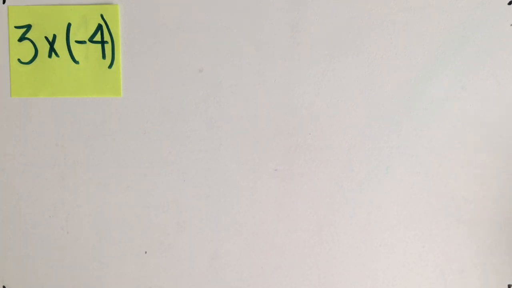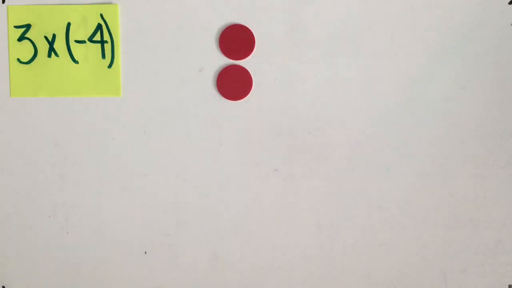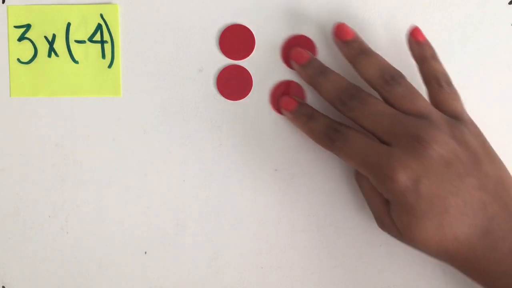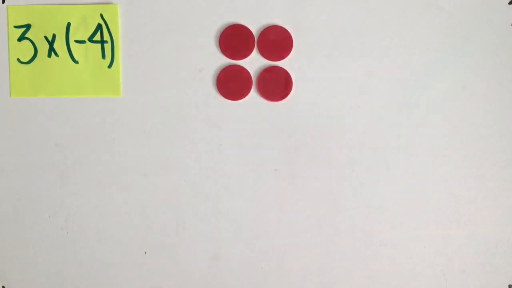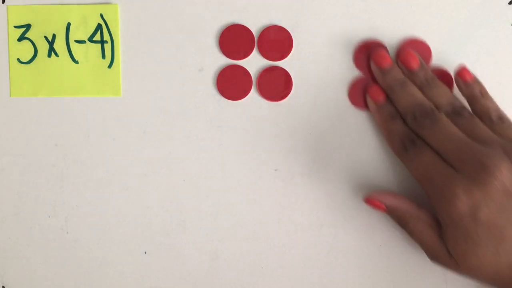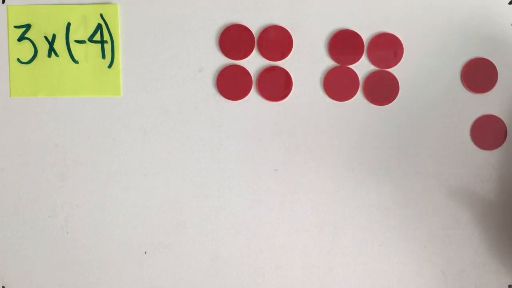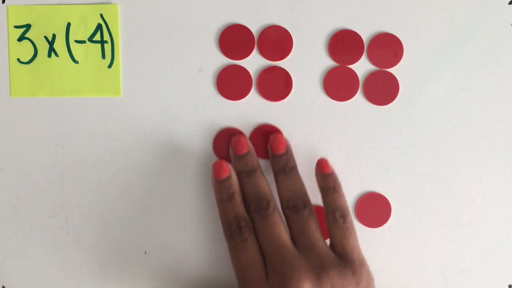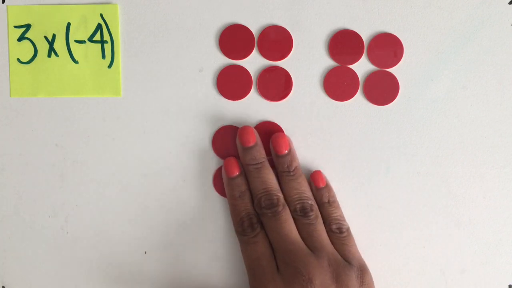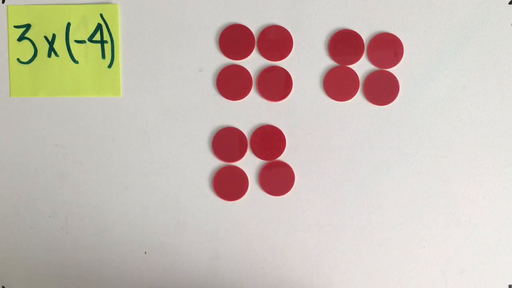So hopefully you thought of 3 groups of reds, those negatives. So there's one group of negative 4. Here's another group of negative 4. This is 3 groups of negative 4. Right now, I'm looking at 3 groups of negative 4, and I have 12 negatives. So altogether, my answer is negative 12.